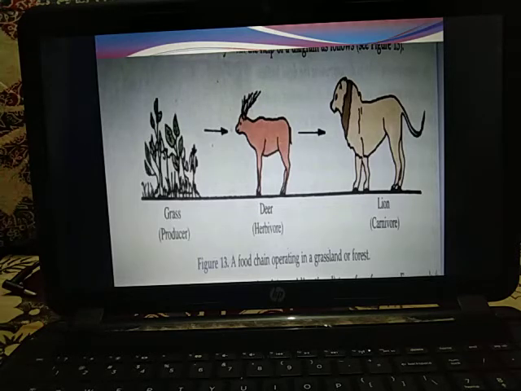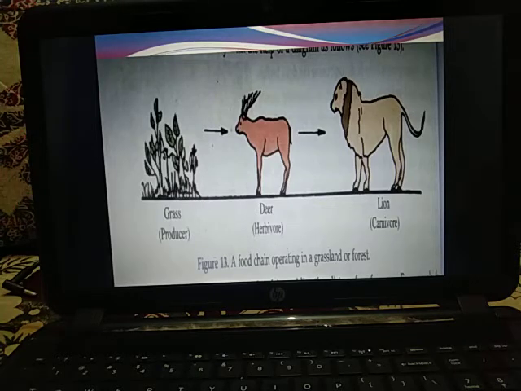Now the process of one organism eating the other and getting eaten by another organism forms a chain. The chain of who eats whom in nature is called a food chain. Now you can see here grass is eaten by deer and deer is eaten by the lion. So here the food chain is formed. This is a simple food chain that you can see.